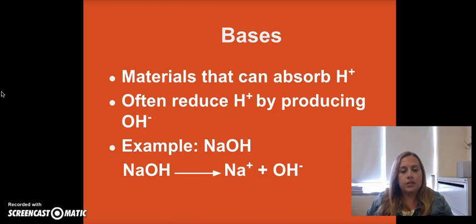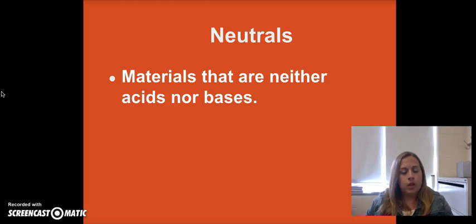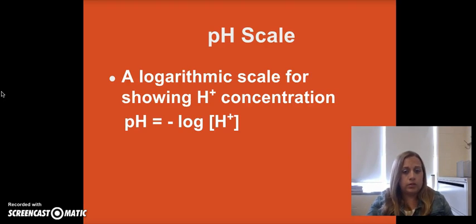And then you've got bases, and these are materials that absorb hydrogen ions. And so they reduce hydrogen ions by producing hydroxide. The example here would be sodium hydroxide. And then you've got neutrals, and these are materials that aren't acids or bases.